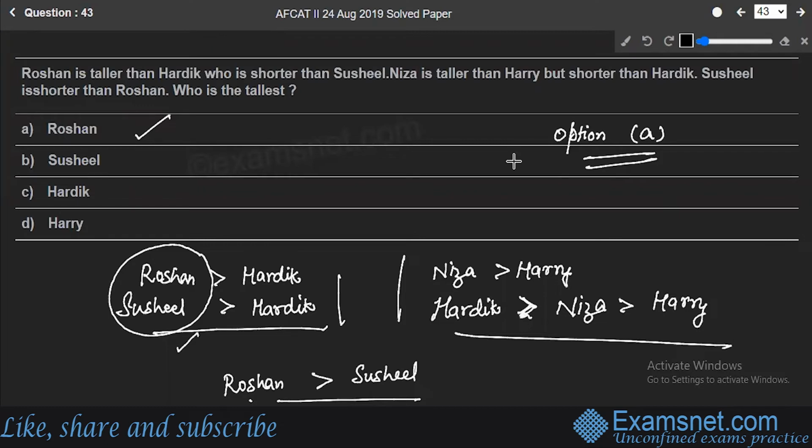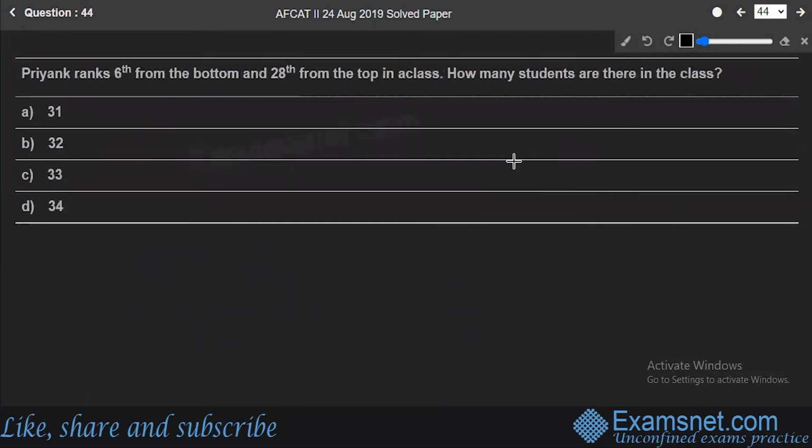Correct? Let's move. Next question. Question number 44. Priyanka ranks 6th from the bottom and 28th from the top in a class. How many students are there in the class? So in this question, first of all, Priyanka is 6th from the bottom. If I'm seeing from this position, she's at the 6th position, and if I'm looking from this side, she is at the 28th position. So the total number of students is what you have to find out.